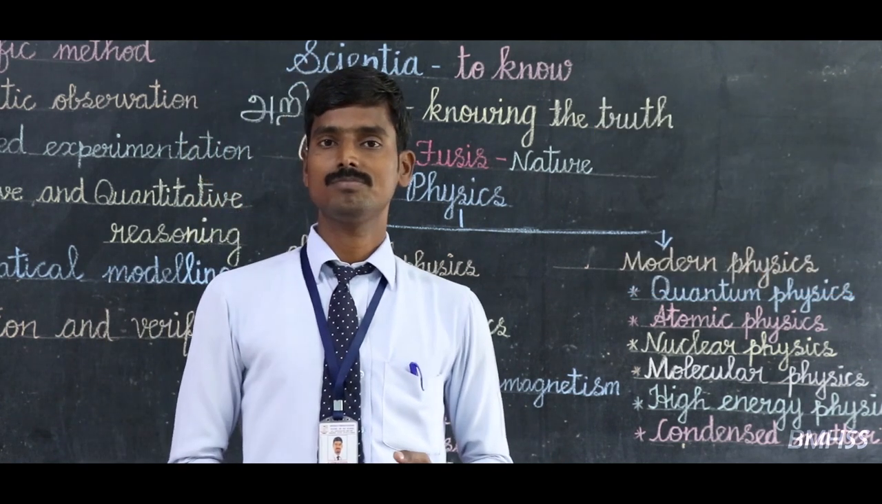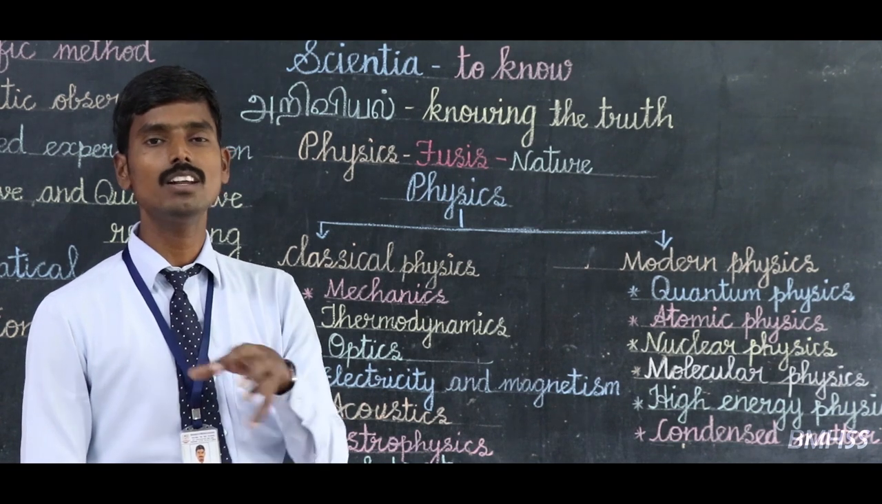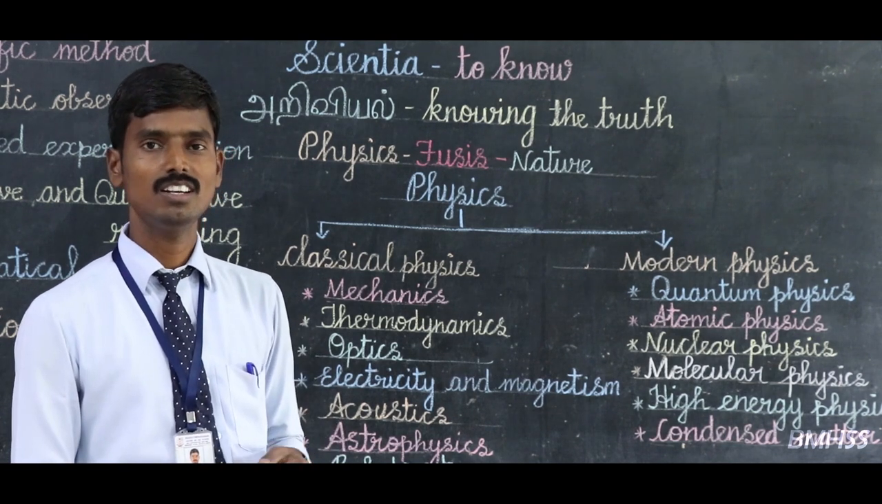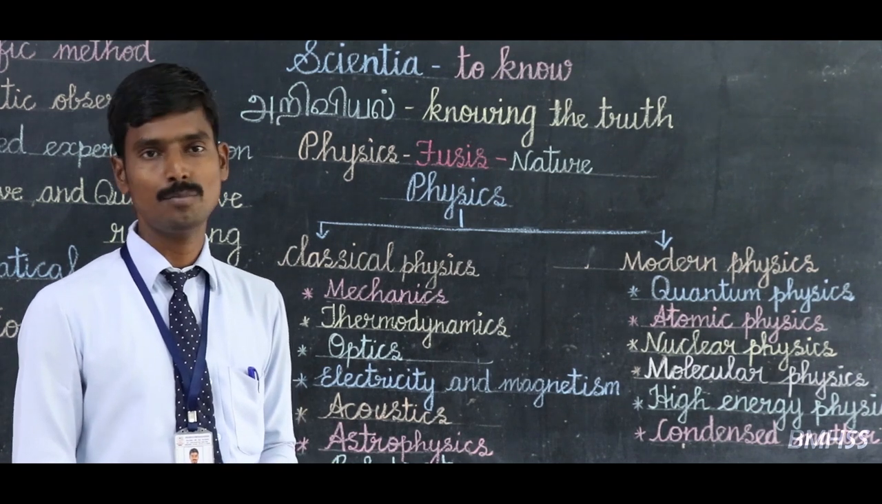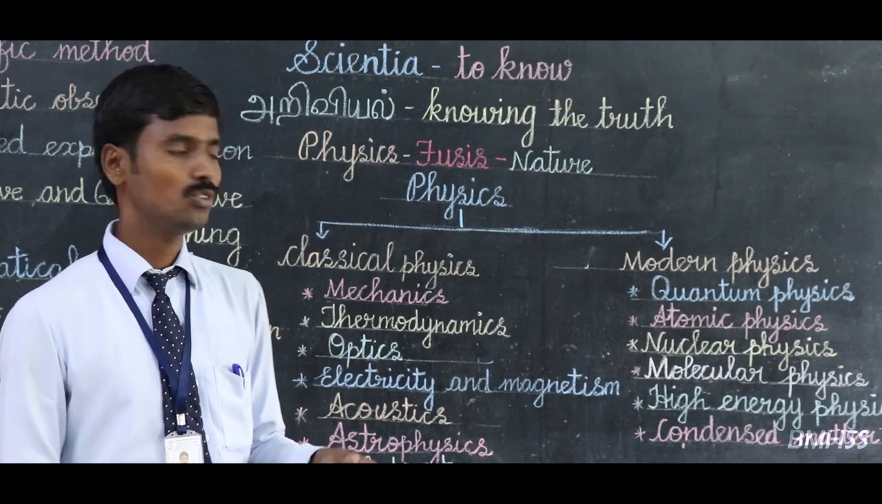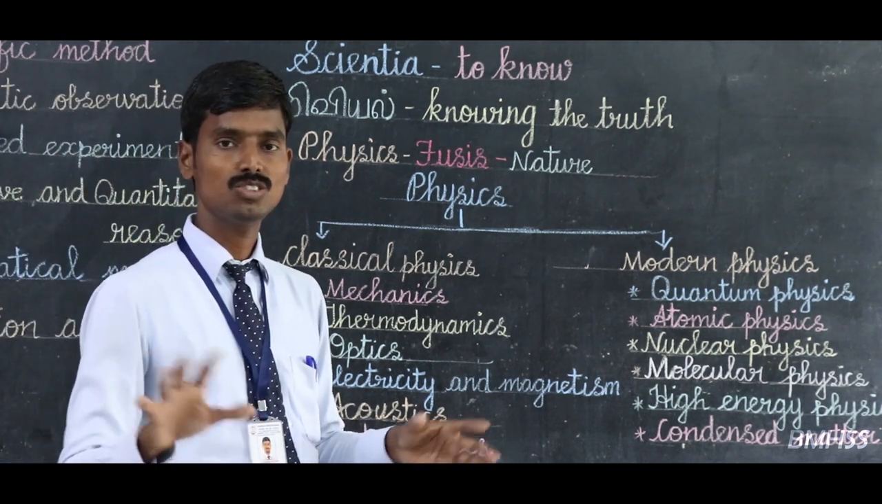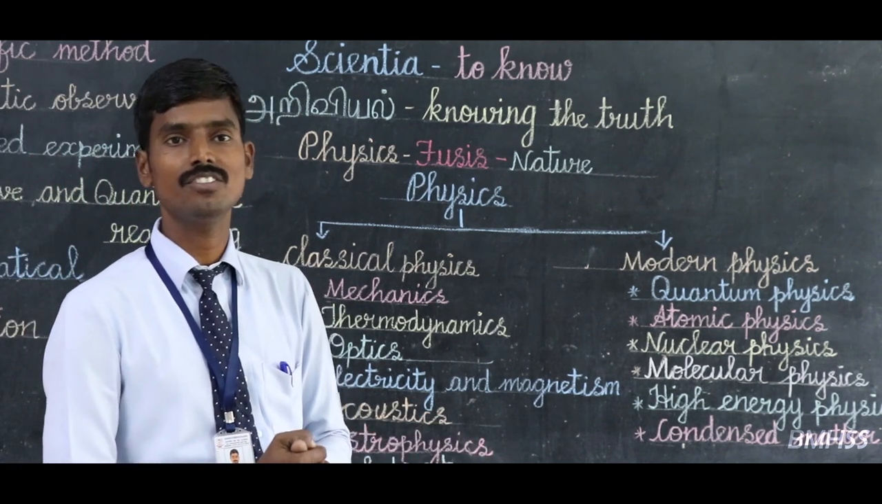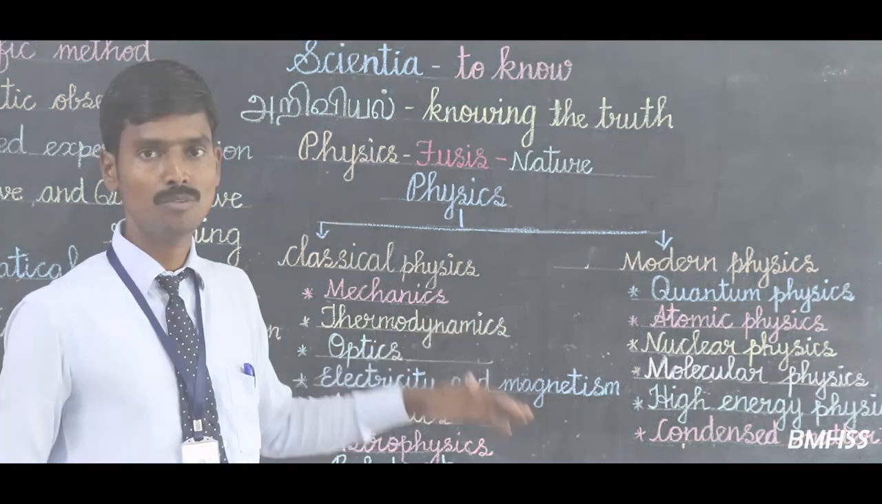The next one is the weak nuclear force. The weak nuclear force occurs only in the beta decay process. It is also a short range force, with range 10 power minus 16 meter. Okay, any doubts? So these are all the introduction of physics. Thank you. Next class we will discuss one by one.